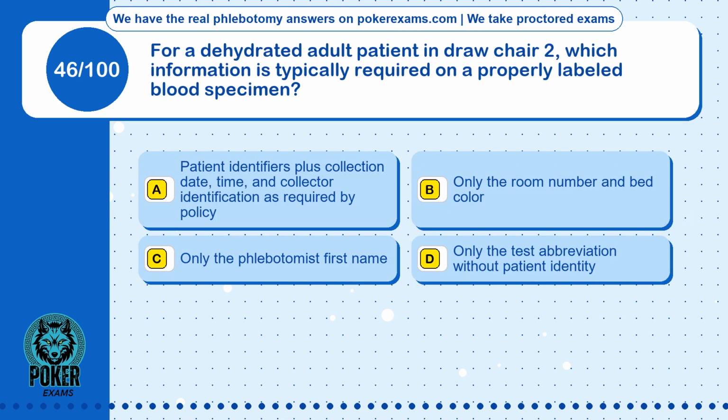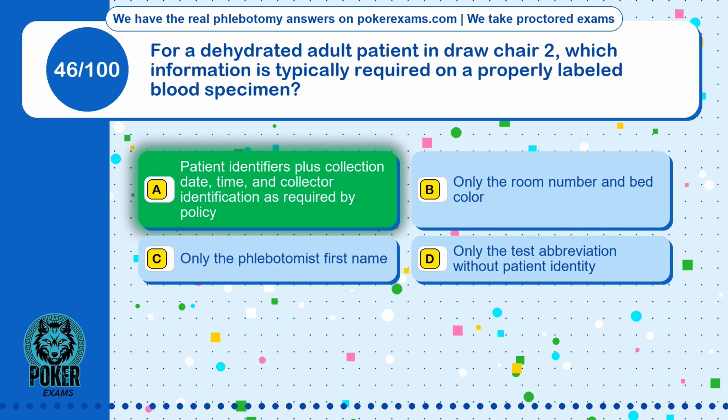Question 46. For a dehydrated adult patient in draw chair 2, which information is typically required on a properly labeled blood specimen? Option A. Patient identifiers plus collection date, time, and collector identification as required by policy. Option B. Only the room number and bed color. Option C. Only the phlebotomist first name. Option D. Only the test abbreviation without patient identity.